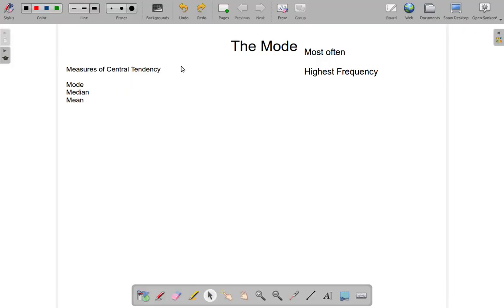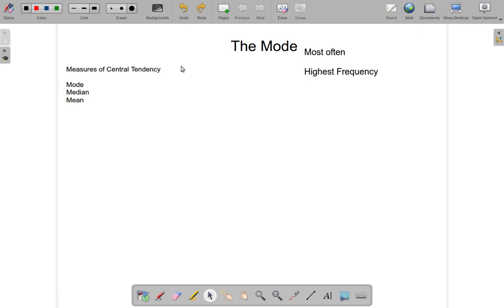Let's look at what are called measures of central tendency. Now, here, these really are specific numbers, all right, that other numbers tend towards.